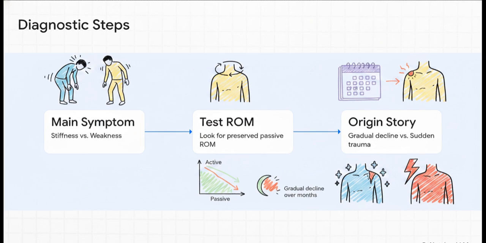This is the big one, guys. Check both active and passive. If active is restricted but passive is completely preserved, you're almost certainly looking at a cuff tear. If both are totally stuck, think frozen shoulder. And finally, step 3. Check the origin story. Was it a gradual, creeping decline over months or a sudden, dramatic change following a specific trauma?